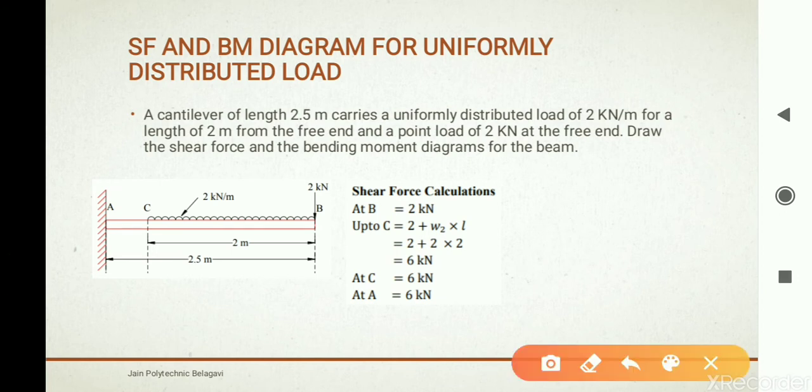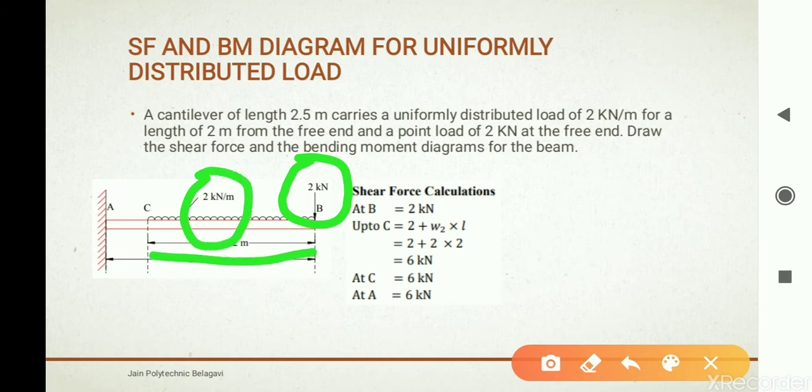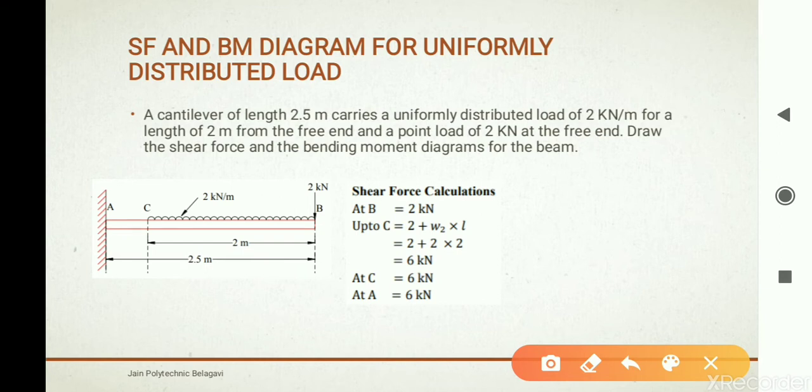Now shear force at C can be taken as 2 kN plus 2 kN into 2 meters, because a 2 kN per meter UDL is going to act on the 2 meter span. So it will be totally 6 kN. So shear force at C is 6 kN.